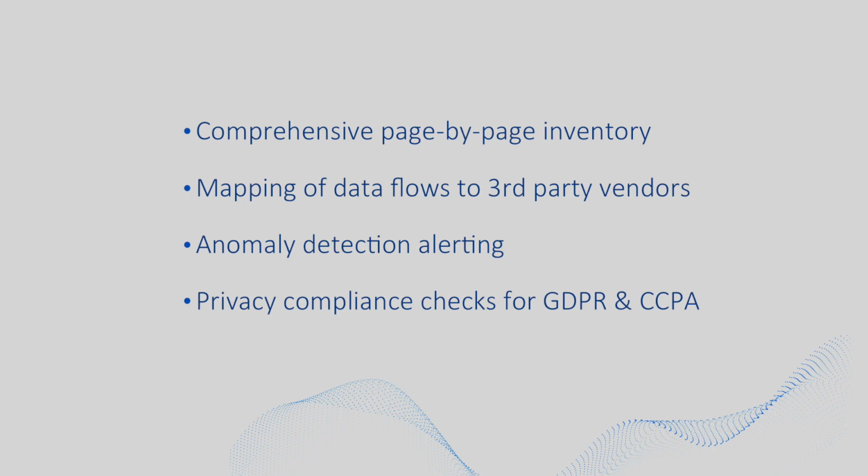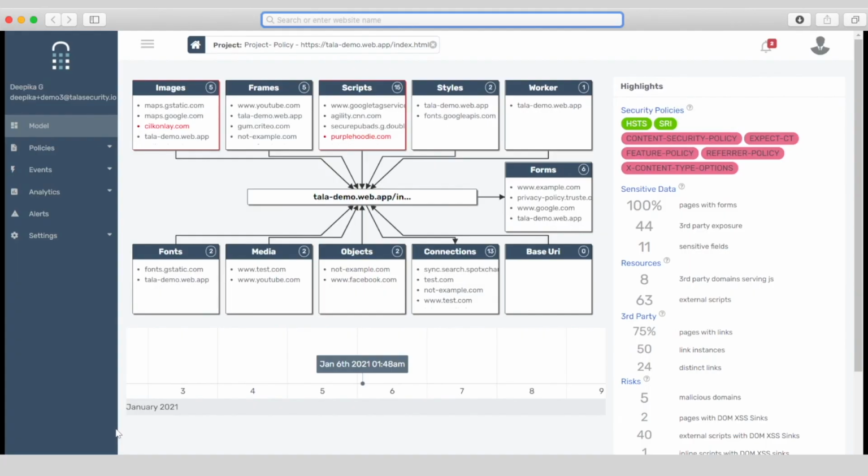Tala identifies a comprehensive list of behaviors of the website that includes information on connections the site makes with servers, images present on the site, iframes, style sheets, and many more.